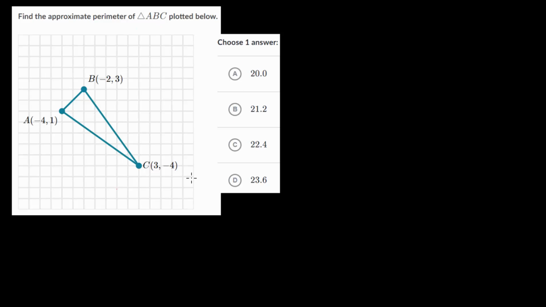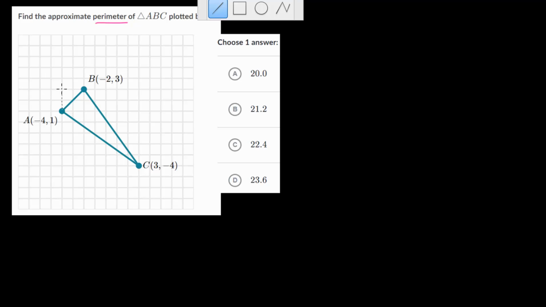Let's look at another problem where we need to find the perimeter of some polygon on the coordinate plane. And remember, perimeter, that's just the length around the outside of our shape. And in this case, we're looking at the length around this triangle. The general strategy is that we can either use the distance formula to find these lengths, or we can just create right triangles and use the Pythagorean theorem. So let's go with that approach.